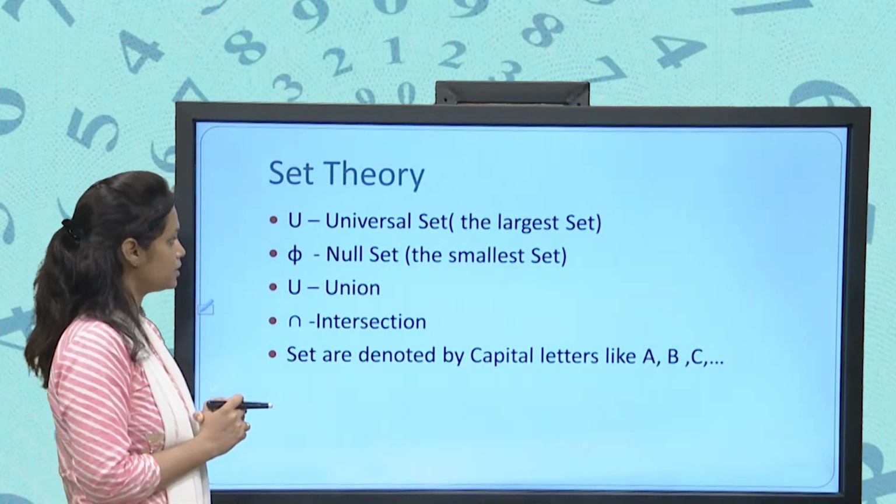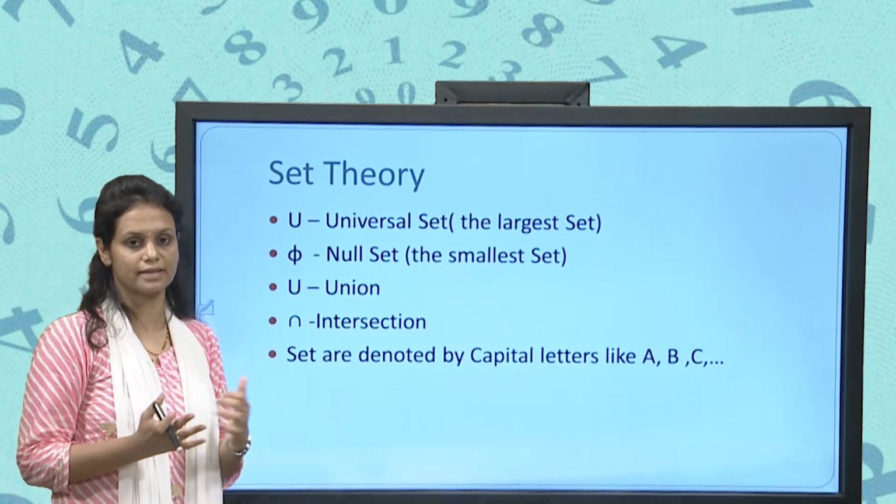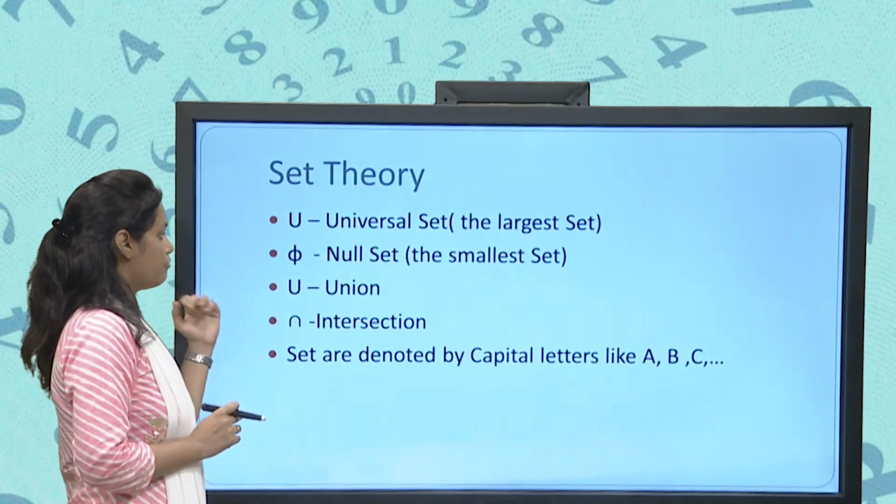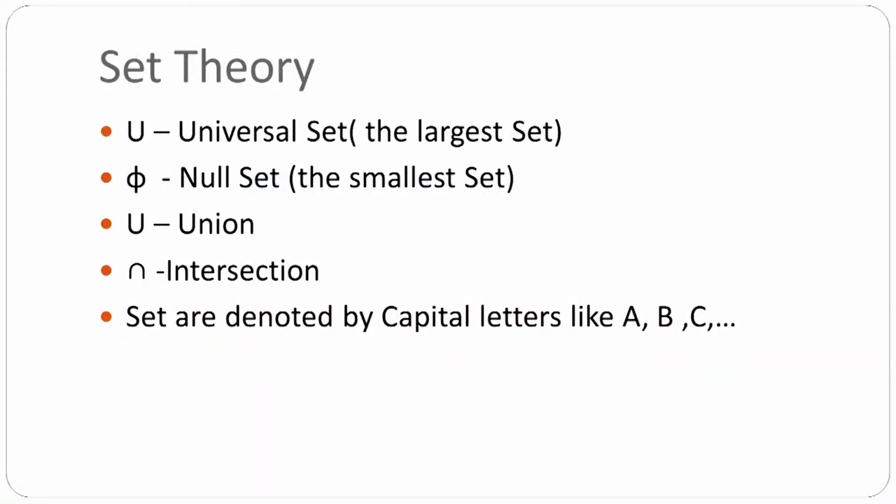What is U? It is the universal set. We can consider it as the largest set. Phi is the null set, the smallest set. Phi doesn't contain any value. This is the symbol of union. This is the symbol of intersection. And normally the sets in set theory are denoted by capital letters.